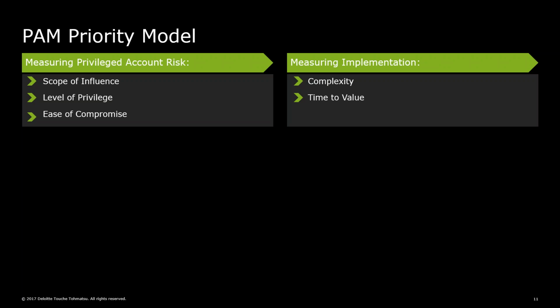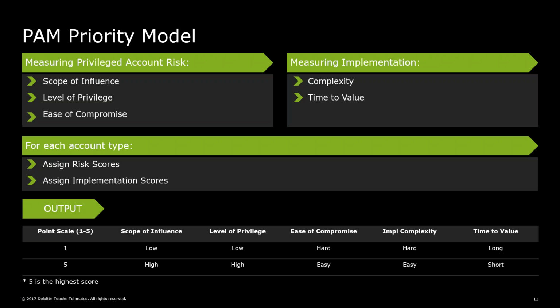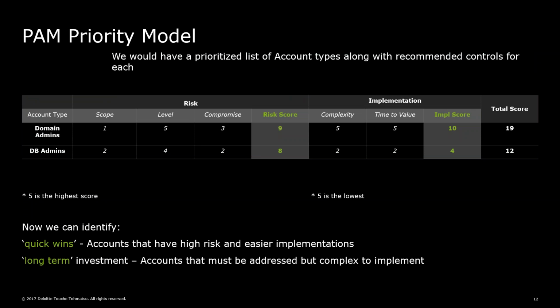And then we're going to measure the implementation complexity. How complex is it to implement or to store and manage those kinds of accounts? And what's the time to value? So if we do that for each and every account type, and assign risk scores and implementation scores, we're going to get a table or a matrix that helps us prioritize those accounts. Now, this is nice to show here, but let me lead you to the next slide.